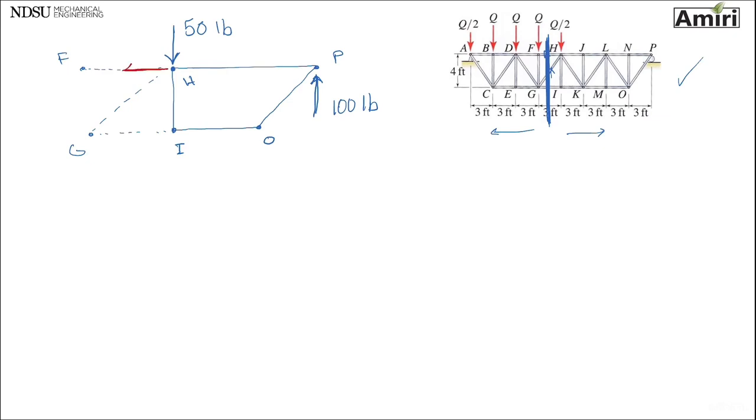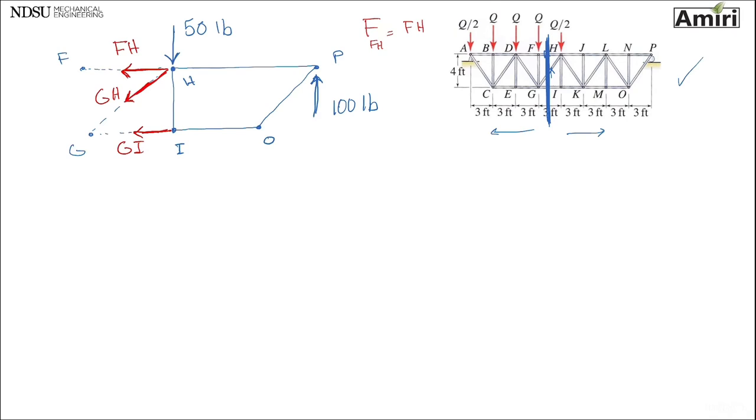So I'm going to put FH. Again, FH means force of FH, force of member FH. I'm just writing it because it's simpler. Another GH and another GI. Okay. How many unknowns do I have? I have three. FH, GH, GI. The problem asks us to find FH and GH. Doesn't even care about GI. But, well, might as well find it.